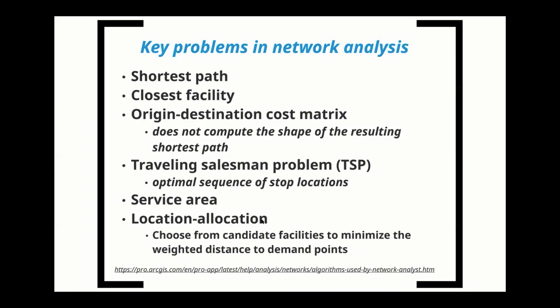And another related one is called location allocation. That would give you the option to choose from a number of candidate facilities in order to minimize the distance to the demand points. So this is kind of a distance-based or weighted distance-based site selection problem. You need to have the candidate facilities, and then eventually it will pick the one that can minimize the overall distance to achieve the maximum efficiency.